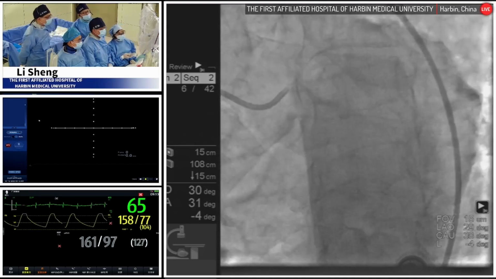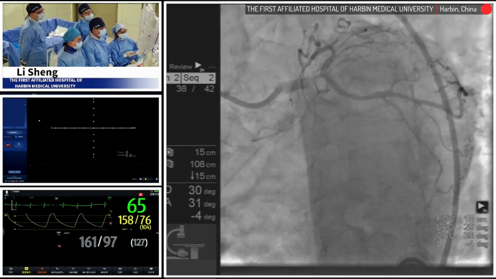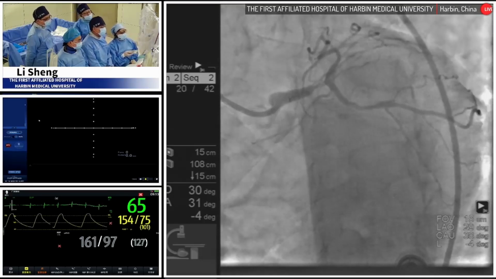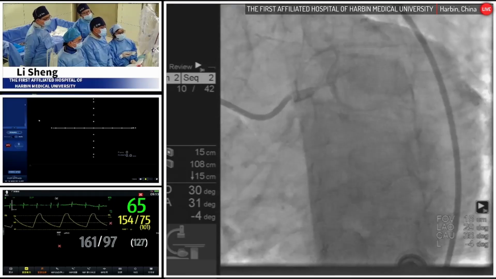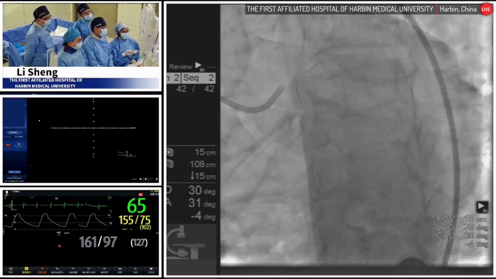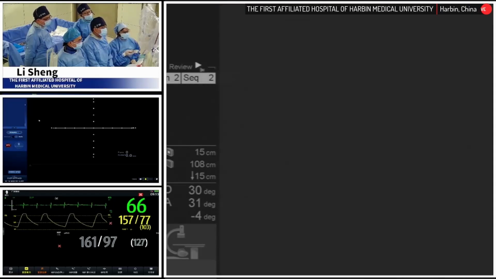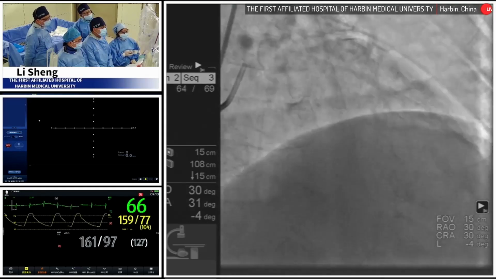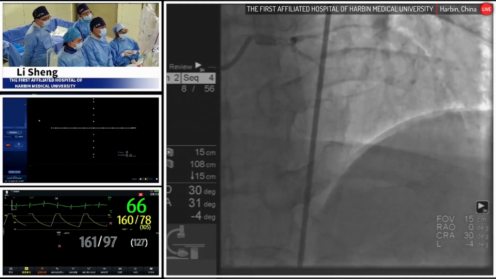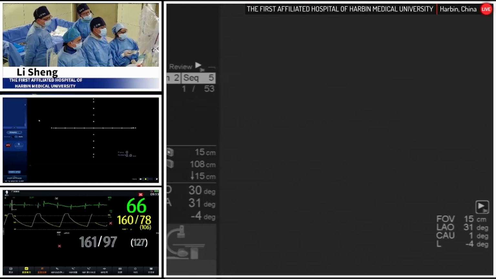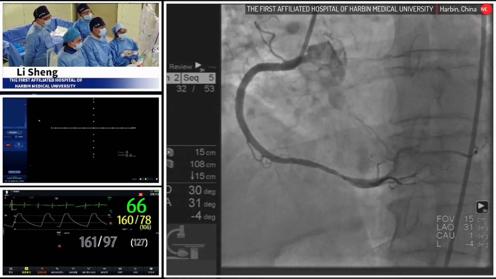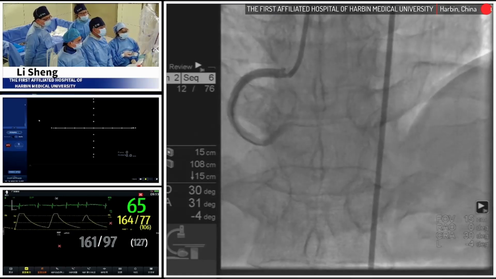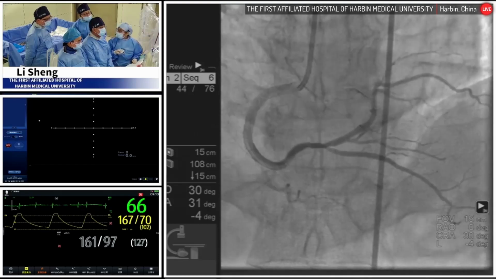This is today's coronary angiography. Distal left main severe stenosis. We can see this is the cranial position angiography, and this is the RCA result. Okay, let's get to work.